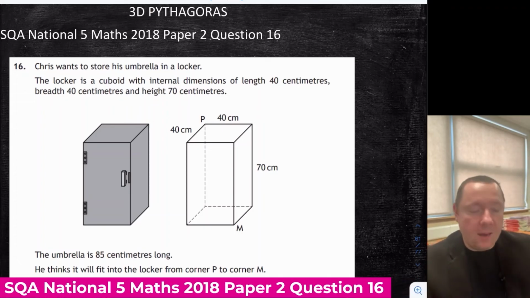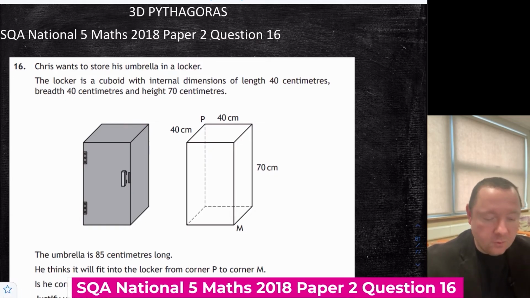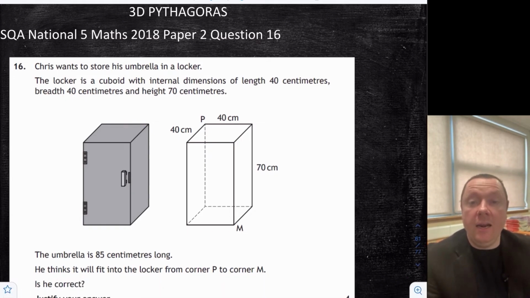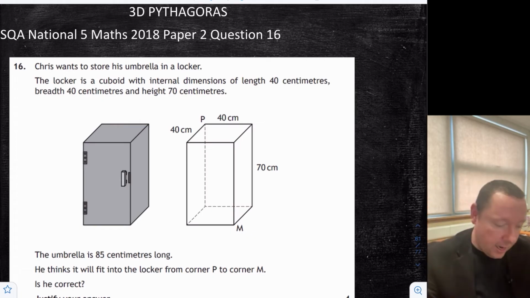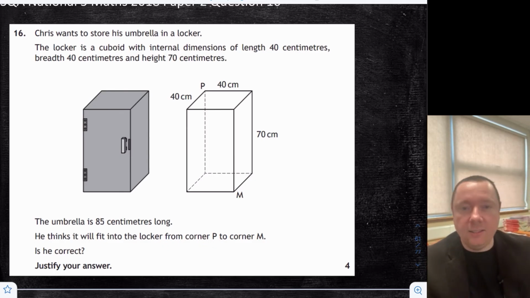Moving on to 3D Pythagoras. National 5 Maths 2018, paper 2, question 16. This is often calculating a missing length in a 3D shape, usually with a space diagonal. Chris wants to store his umbrella in a locker. The locker is a cuboid with internal dimensions 40, 40 and 70. The umbrella is 85 centimetres long. He thinks it will fit in the locker from P to M. Is he correct? You should probably just put that umbrella in the locker and check himself, but let's do some maths.